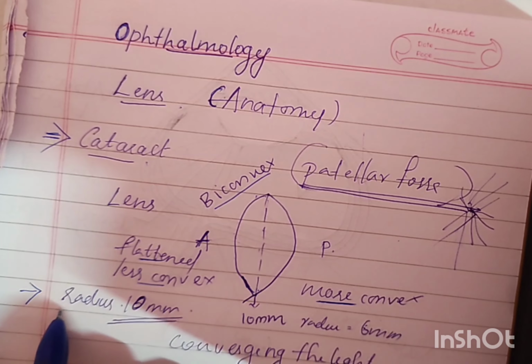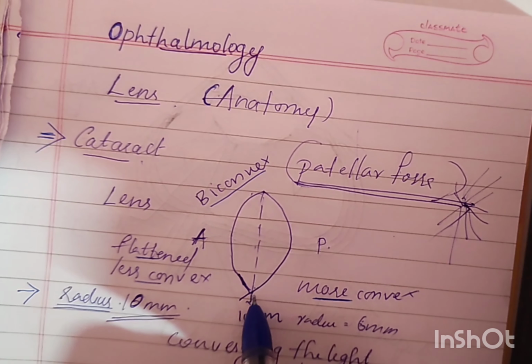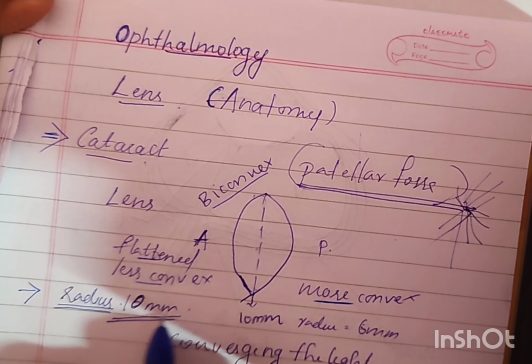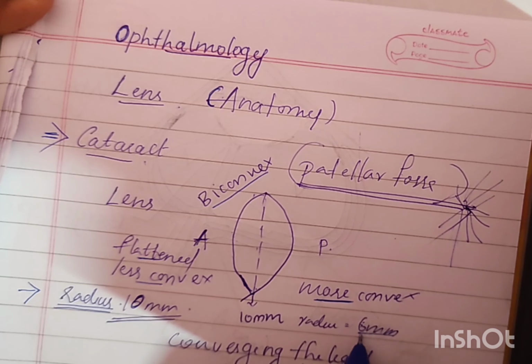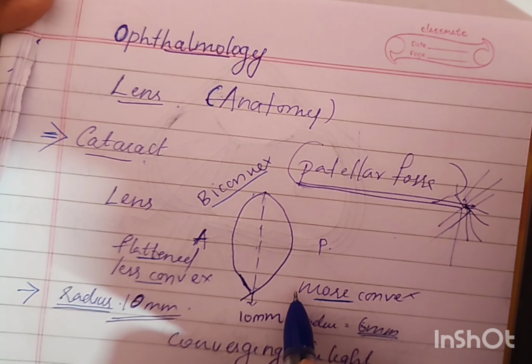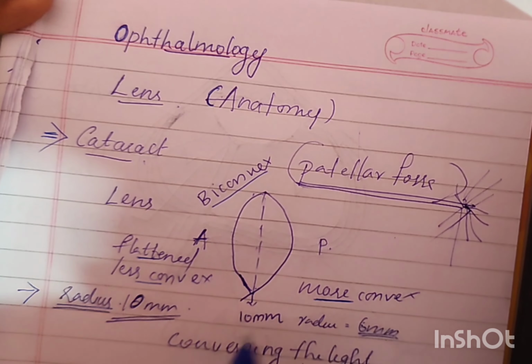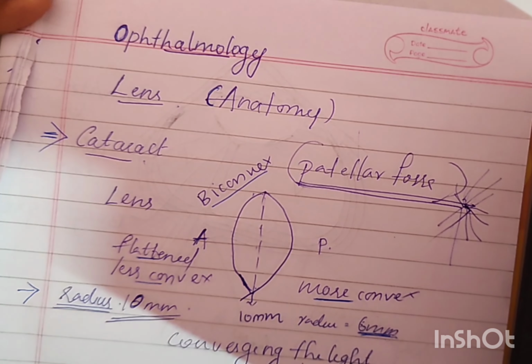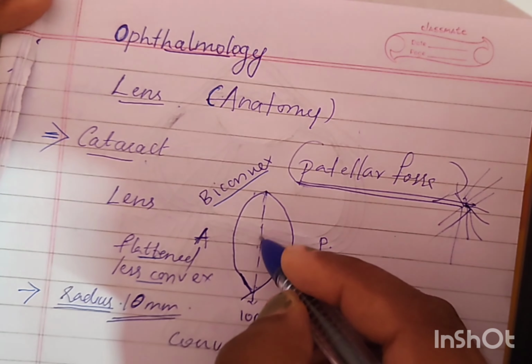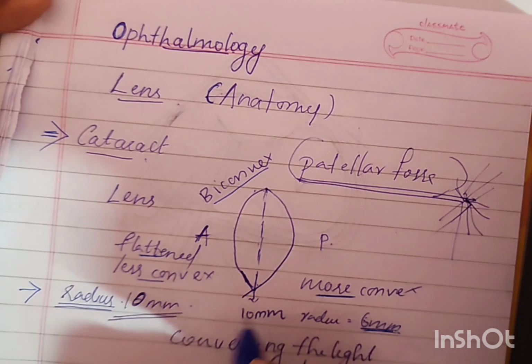Why is it important? While we are taking the radius of curvature, at the anterior side the radius of curvature will be 10 millimeter and at the posterior side it will be 6 millimeter. Since the posterior side is more convex, the radius of curvature will be less, only 6 millimeter. And this one is the diameter of the lens, which is about 10 millimeter.